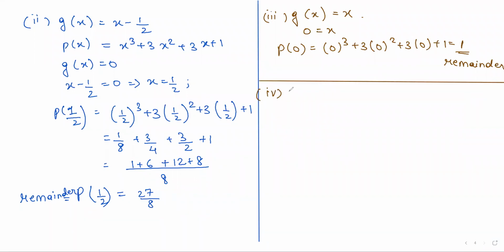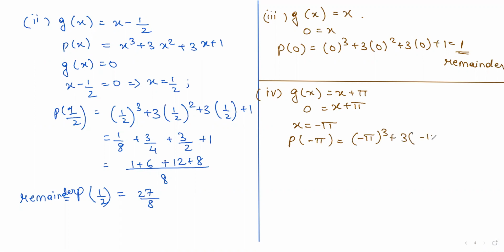The fourth value, g of x is equal to x plus pi. So by equating this with 0, you get x plus pi is equal to 0 and x is equal to minus pi. Therefore, P of minus pi will be equal to minus pi whole cube plus 3 into minus pi whole square plus 3 into minus pi plus 1. This is equal to minus pi cube plus 3 pi square minus 3 pi plus 1. Now you cannot solve this any further, so this would be your remainder.